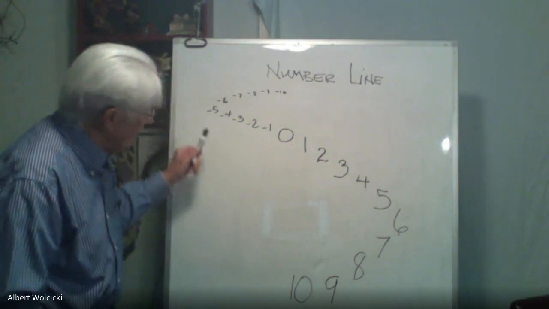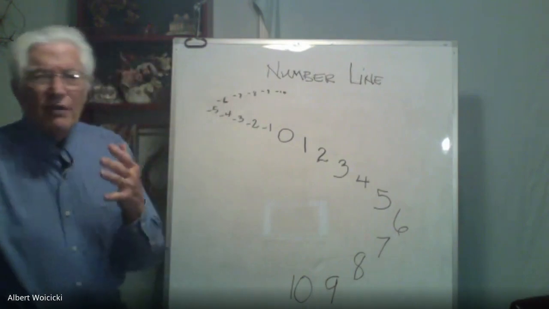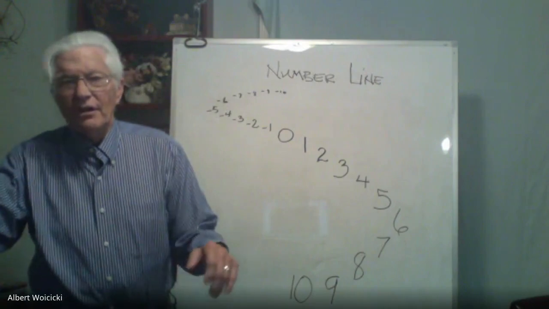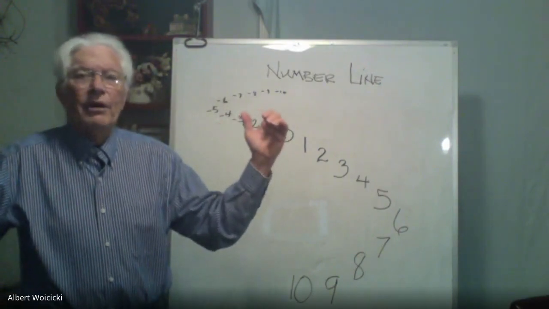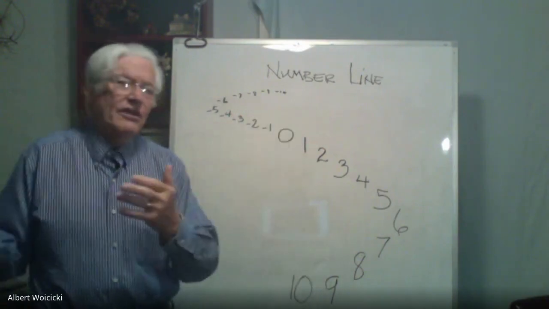So notice what I've drawn here. I've drawn it a little bit differently. Most times when people look at a number line, they see this line straight across, and everything seems to have the same sort of power, from 10 to negative 10. Everything's the same.